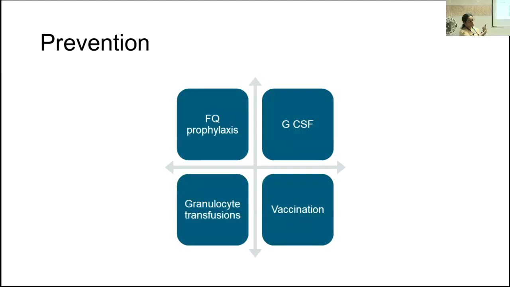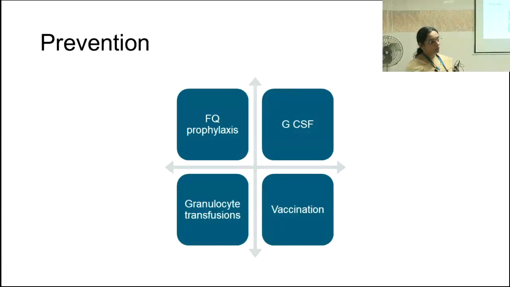If you have a patient who has had a bad fungus and then you're taking them through HSCT, then it's better to give them something like a granulocyte prophylactically so that they don't develop a reinfection or a relapse. And again, vaccination, we can talk a whole day about this.